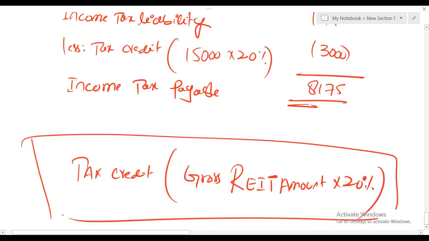How do we calculate the tax credit amount? Just multiply the gross real estate investment trust amount by 20%. You will get the amount of tax credit. Why are we deducting the tax credit? Basically, tax credit means this is the tax which we have already paid in advance.